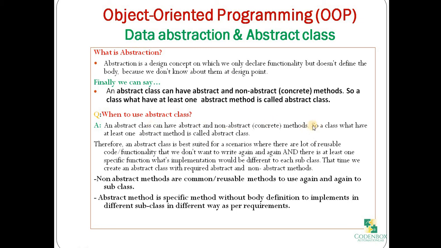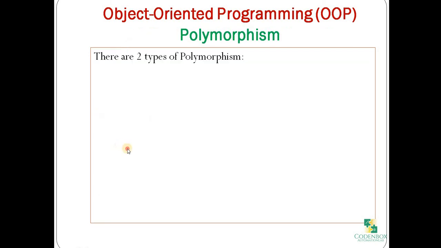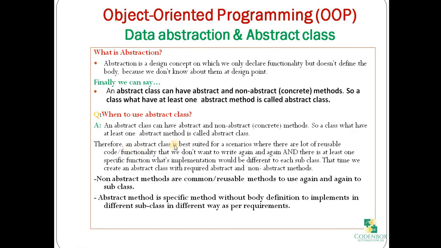A class that has at least one abstract method is called an abstract class. That's what we have seen. Like Bank was the abstract class, and it has two non-abstract or concrete methods, withdraw and deposit, and one abstract method called calculate interest rate without a body definition. Therefore, an abstract class is best suited for a scenario where there is a lot of reusable code functionality that we don't want to write again and again, and there is at least one specific function whose implementation would be different for each subclass. At that time we can create an abstract class with the required abstract and non-abstract methods.